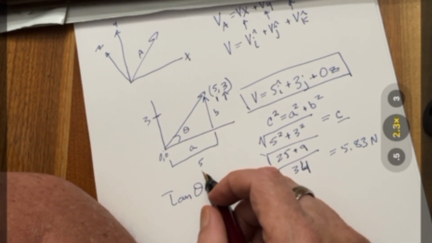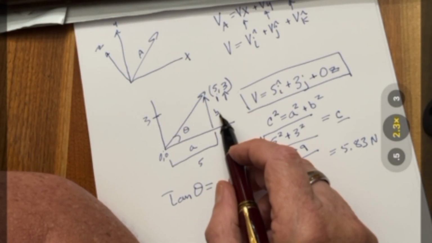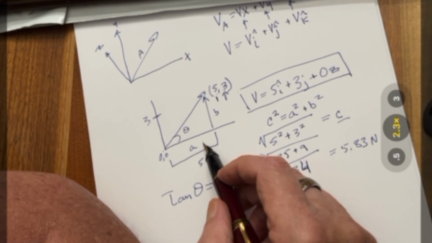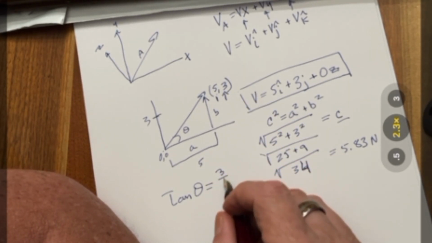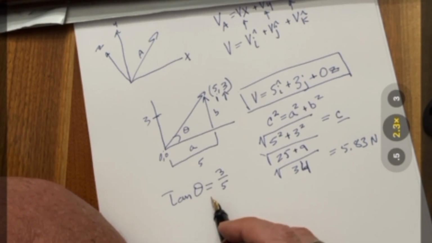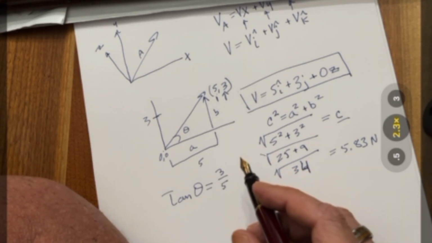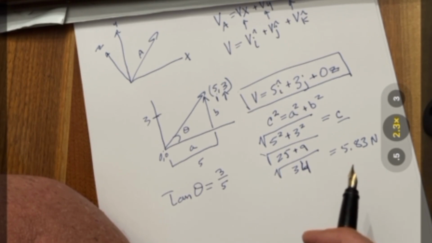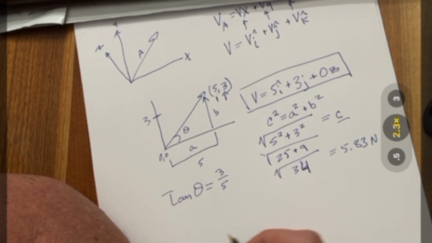Okay? What about this angle right here, angle theta? Well, we know that the tangent of angle theta will be the opposite side over the adjacent side. Well, the opposite side is 3. The adjacent side is 5. So that's what the tangent of theta is. But that doesn't really help us. What we're looking for is the angle theta, not the tangent of theta.